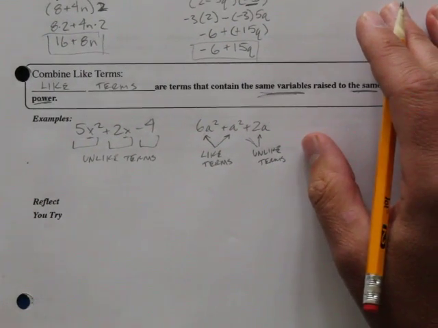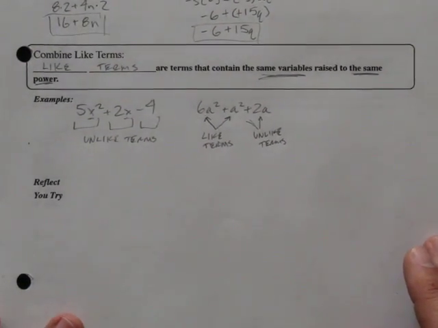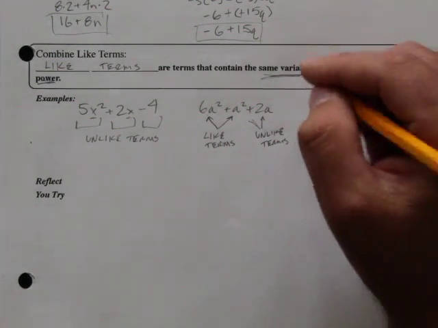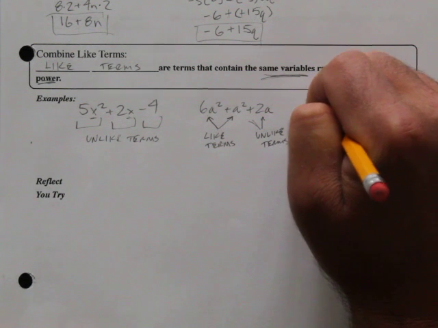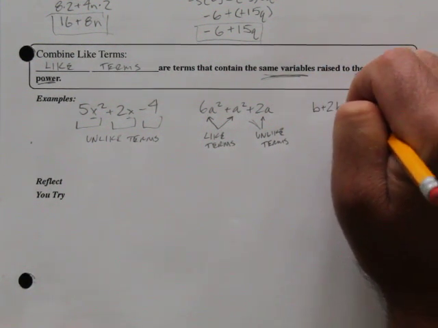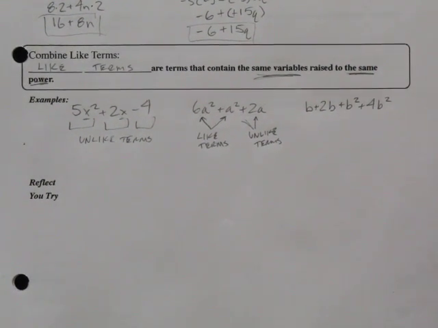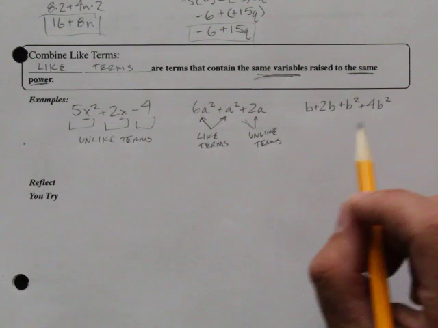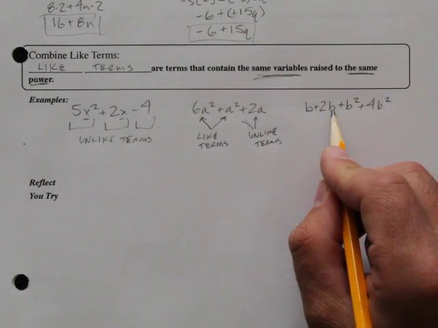Let's look at one more. And this one we're going to actually add. So I've got b plus 2b plus b squared plus 4b squared. So I'm going to look at this, I'm going to find my like terms, and then I'm going to add them. So I've got b and 2b.